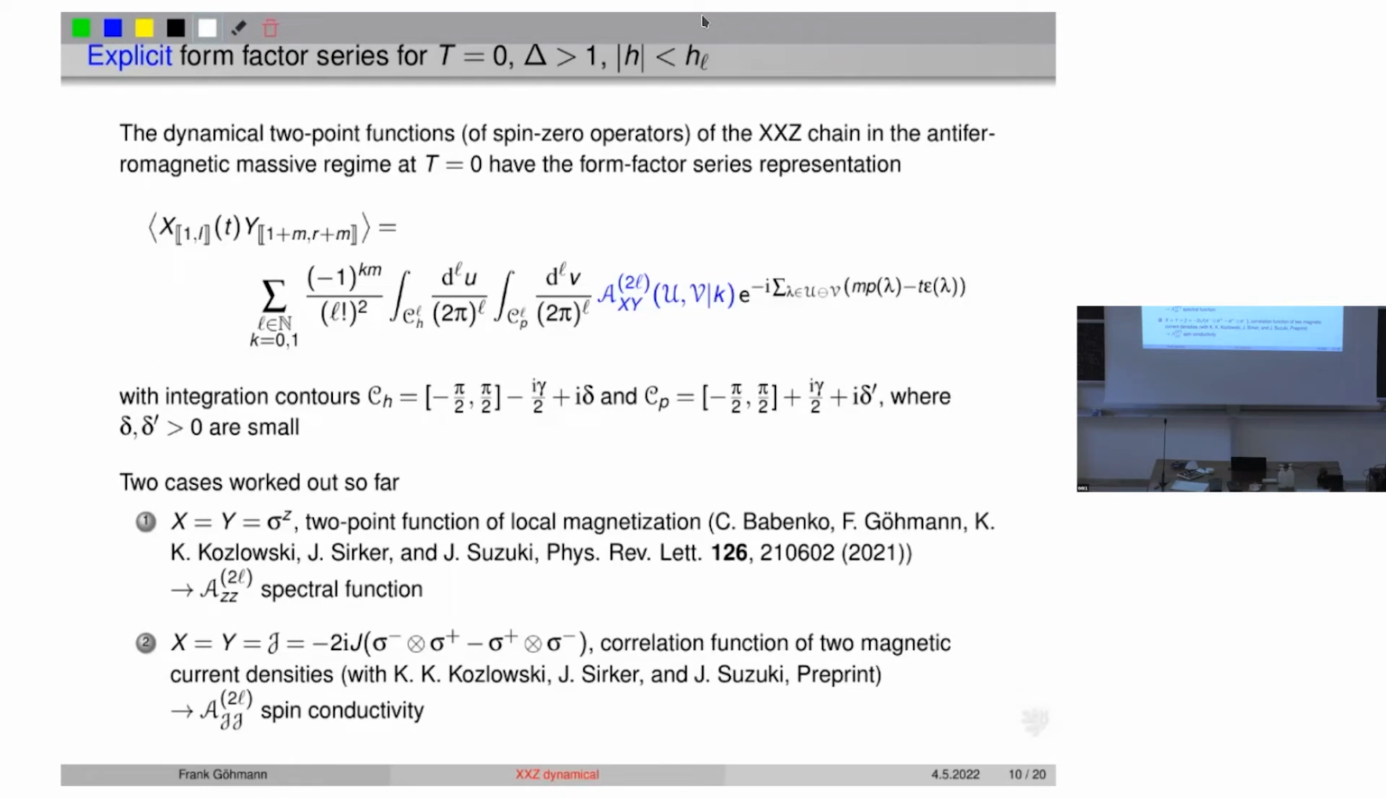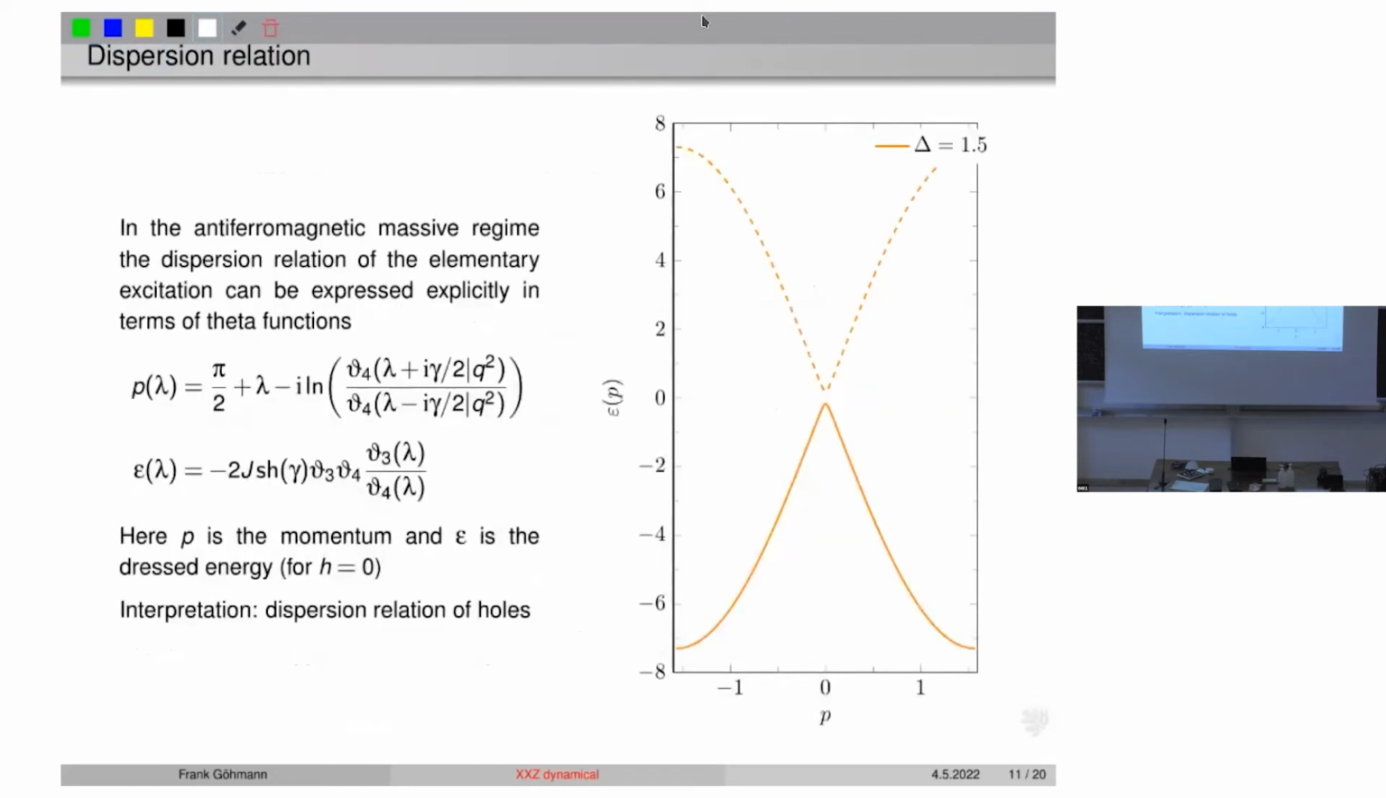And we have to multiply by i in order for this to be Hermitian. This operator is the spin current operator, or the spin current density. Okay, so let's first have a look at the dispersion relation.